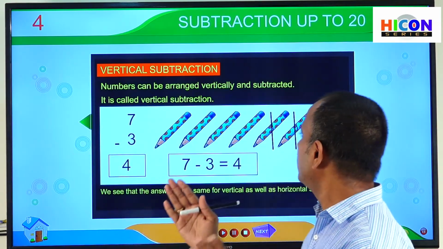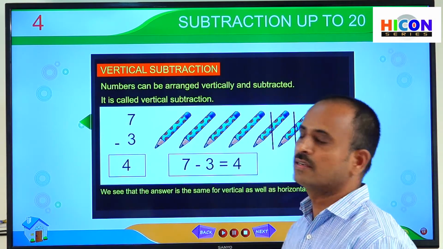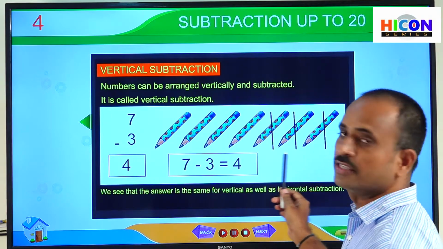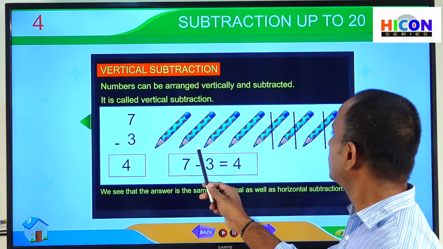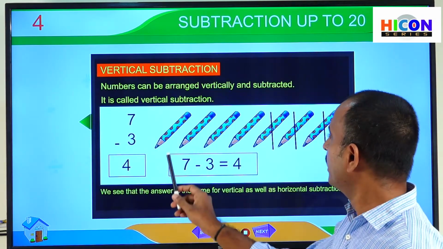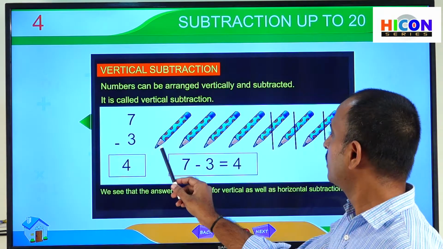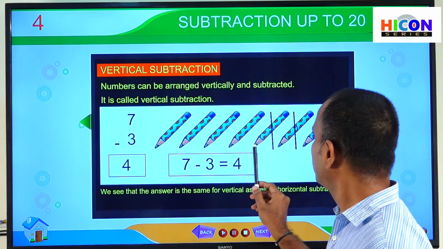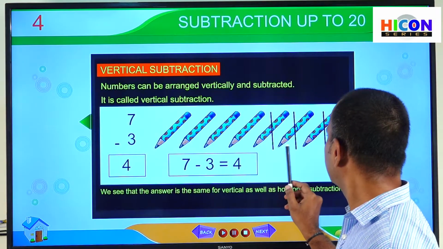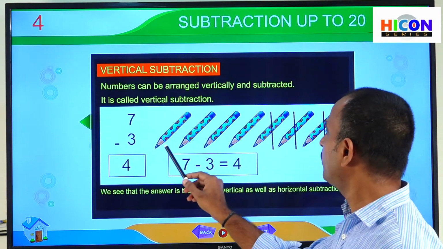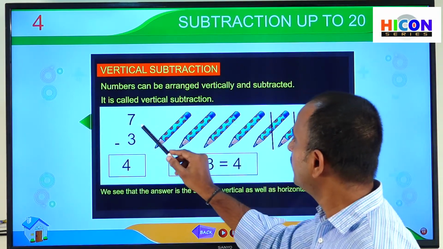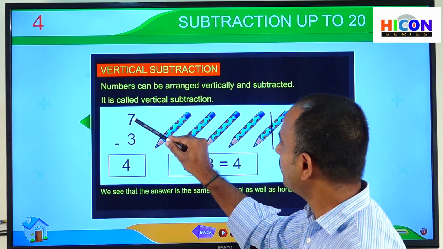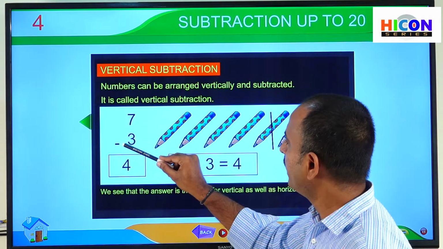So children, let us see an example of vertical subtraction. See the picture. What are you observing in this picture? What are these? Pencils. How many pencils are given there? 1, 2, 3, 4, 5, 6, 7. So total 7 pencils are there. That's why they have written 7 as the first number. So here the subtraction is 7 minus 3.